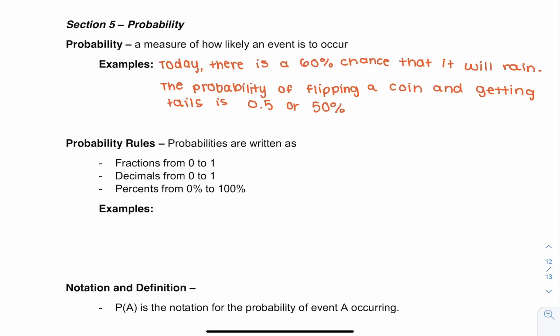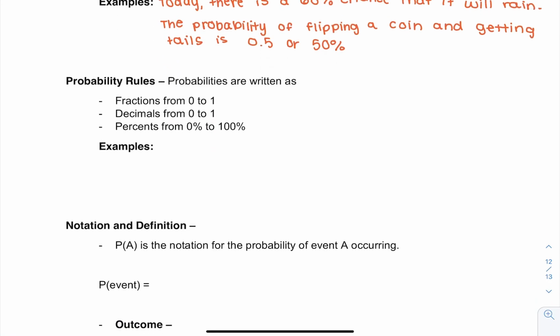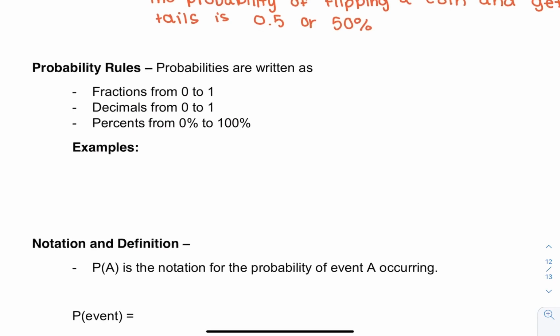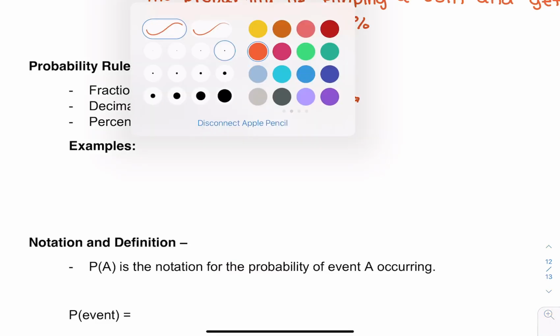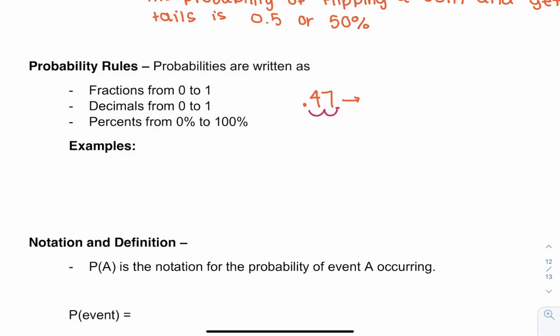Now we have a few probability rules. Probability can be written as a fraction from 0 to 1, as a decimal from 0 to 1, or as a percent from 0% to 100%. So remember, if we have something like 0.47, we move the decimal place over 2 to the right. So we could say 47%.